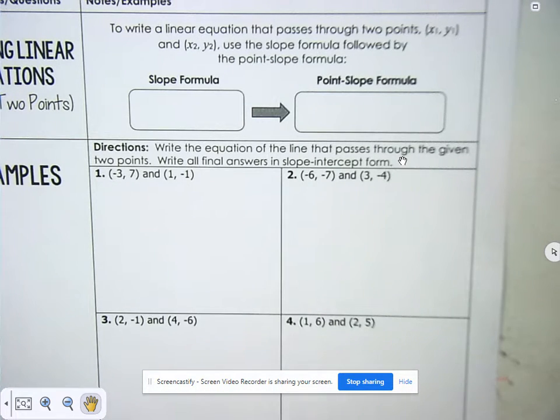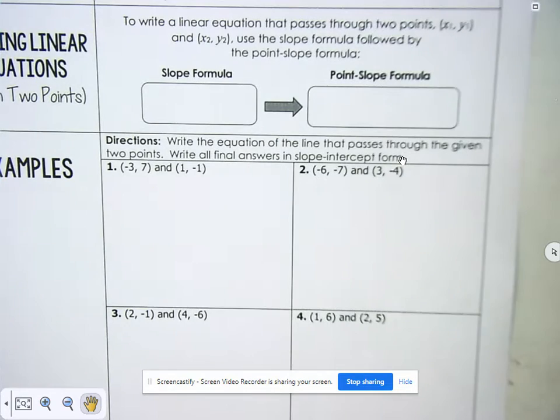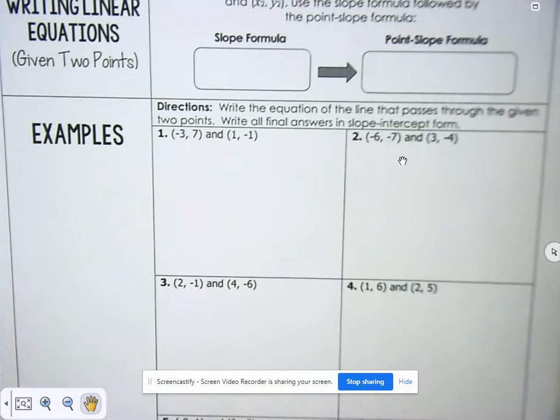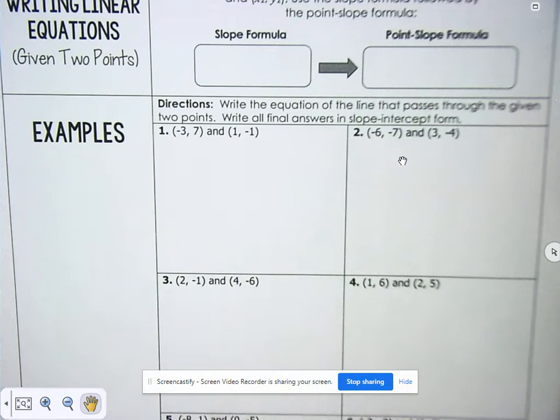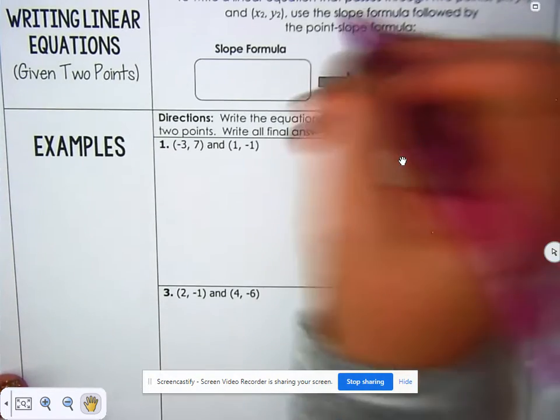Let's start talking about given 2 points. And I'm not doing all of these. I am kind of limited on time this afternoon, so I will go through several of them, but I'm not going to do them all. But do remember, first and foremost, we do not use point slope form.